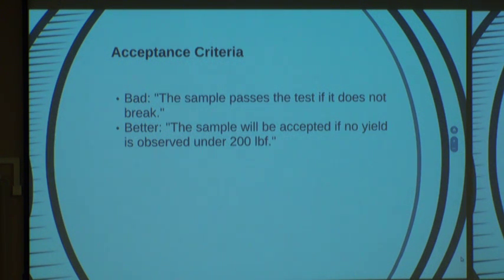A bad acceptance criteria might be the sample passes the test if it does not break. What exactly does that mean again? A better one would be to say it's accepted if you've observed no yield under a 200-pound load. Okay, so that's better. You still could get into a lot more detail than that. So specify those things up front. Never create your acceptance criteria after the fact.